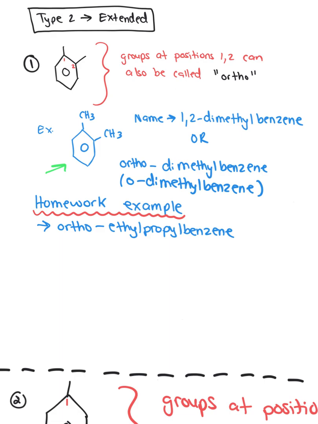If you have groups at 1 and 2, you can substitute, instead of saying 1,2-dimethyl, you can substitute in this word ortho, and that indicates that you have the groups at 1 and 2. It would still be ortho-dimethylbenzene. Sometimes they write it with just an O-dimethylbenzene. That's the same thing as 1,2-dimethylbenzene.